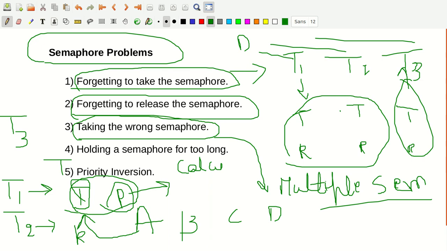Now, T1 wants to have access to the shared variable, temperature T, which is shared between the T1 and T2 tasks. That is fine with respect to that. Whereas T3 does not want the temperature variable, but it wants only the pressure variable.